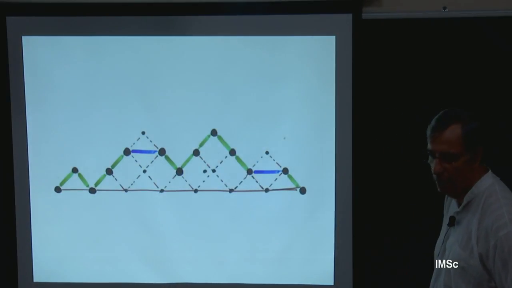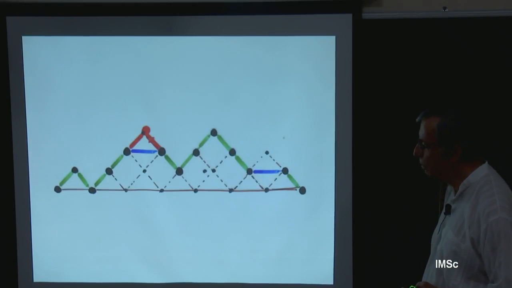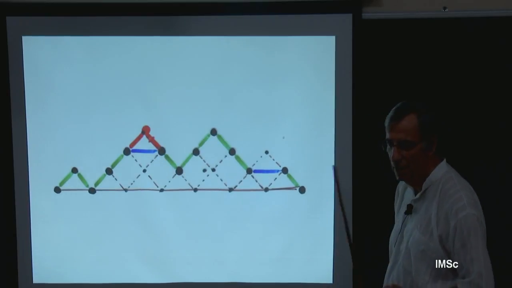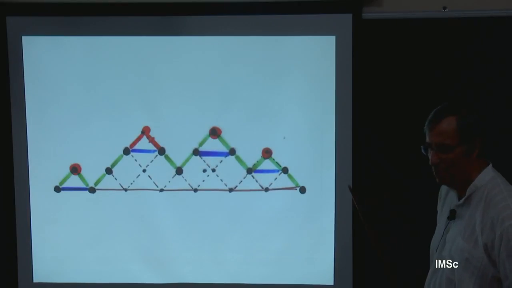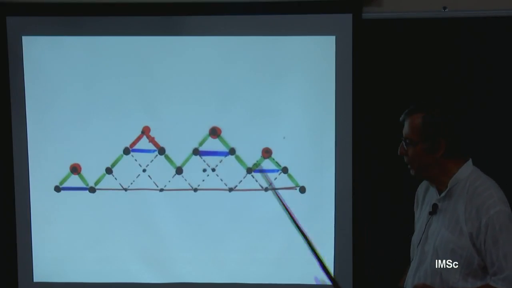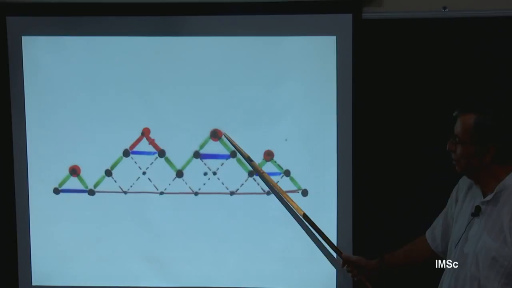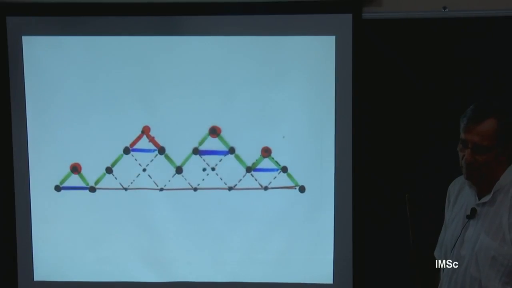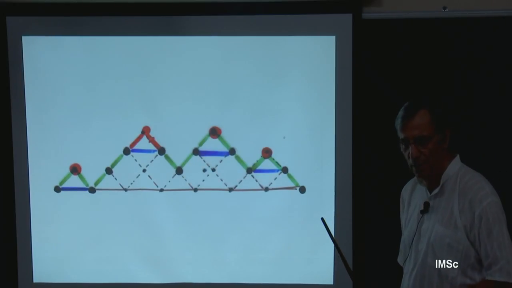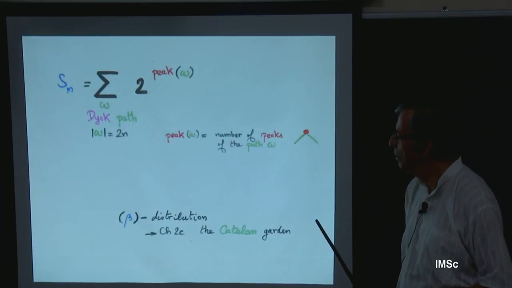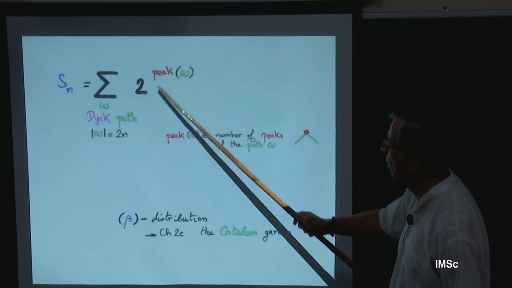So here is a Schroeder path. But what you can do, you see, it's a Schroeder path. You can change this to this. Or maybe you can change this to this. Or you can change this to this. So any Schroeder path is obtained from a Dyck path by maybe you make the peak into a level step, or maybe you cut the peak. So for a given Dyck path, you have many Schroeder paths, which is 2 power the number of peaks. So S_n, the Schroeder number of such paths, is the sum over all Dyck paths of 2 power the number of peaks.